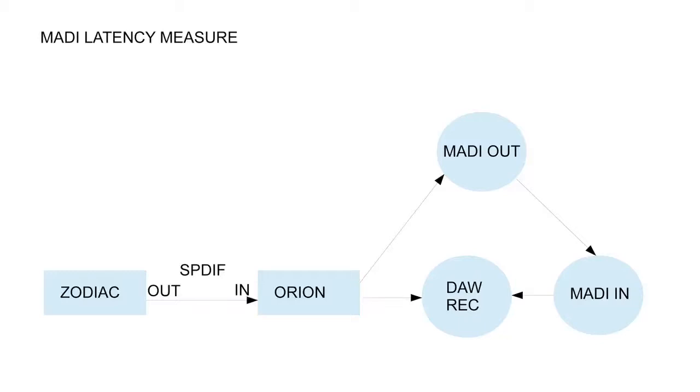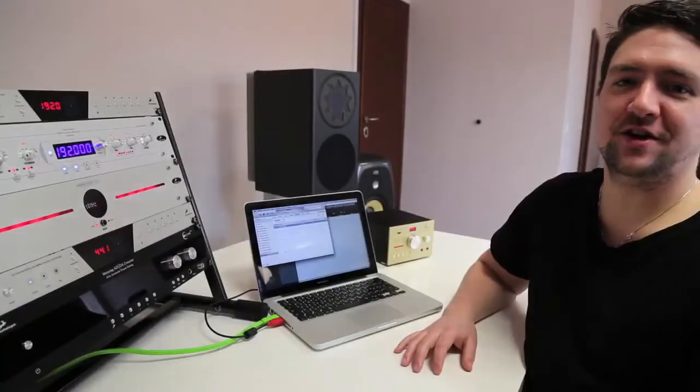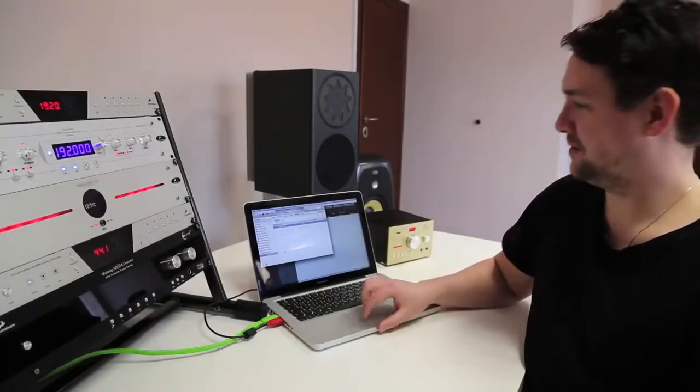As you can see on the diagram, we're using the Zodiac Gold as a source via S/PDIF. This is then fed to the Orion, then out of the MADI out into the MADI in and to a DAW to record. We're then recording the direct signal to compare. Now let's send our impulse round and compare the signals.